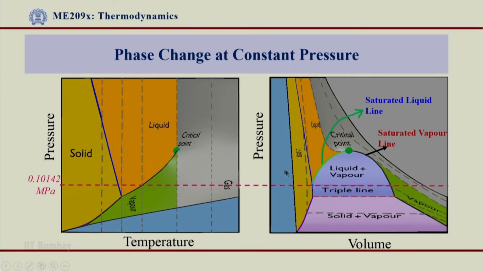Similarly, if I show the same thing on a PV diagram, I get a horizontal line, but when I go from liquid to vapor, I pass through a two phase region, or I go through the dome, and in this dome what lies is liquid plus vapor two phase mixture. Alright. So let us now show an animation of a process where we try to supply heat to water, and let us see what happens to this water.